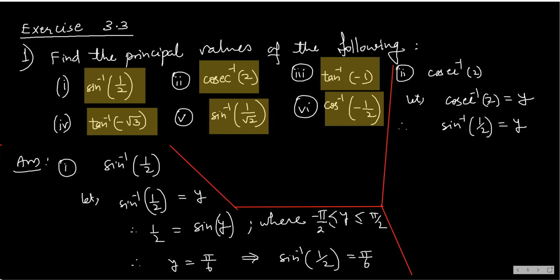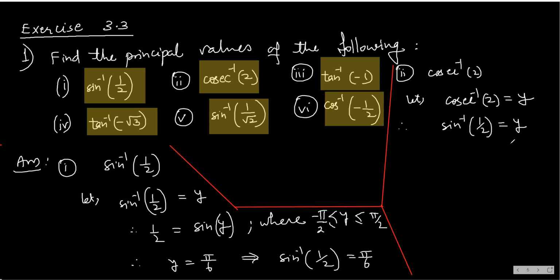See, what is cosec inverse 2? Cosec inverse 2 is sine inverse of 1 by 2. Yes, we know the result. Which result are we using? Which property are we using? Sine inverse of x is cosec inverse of 1 by x. So cosec inverse 2 is sine inverse of 1 by 2.